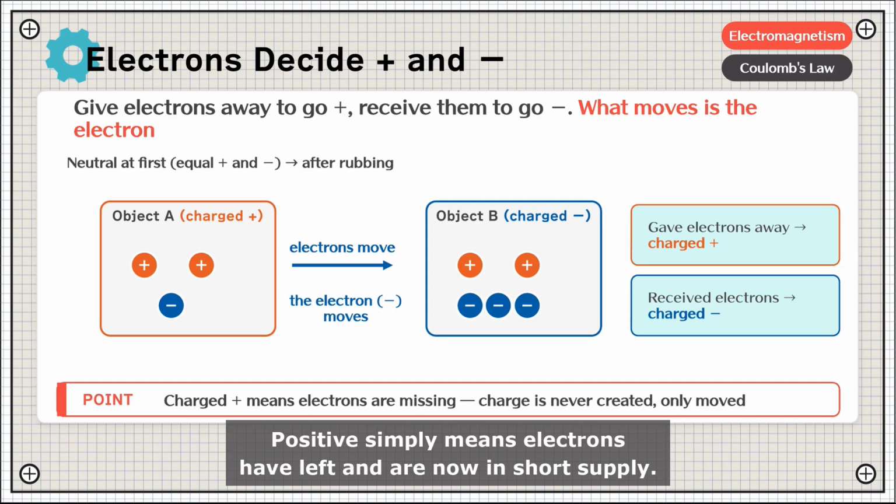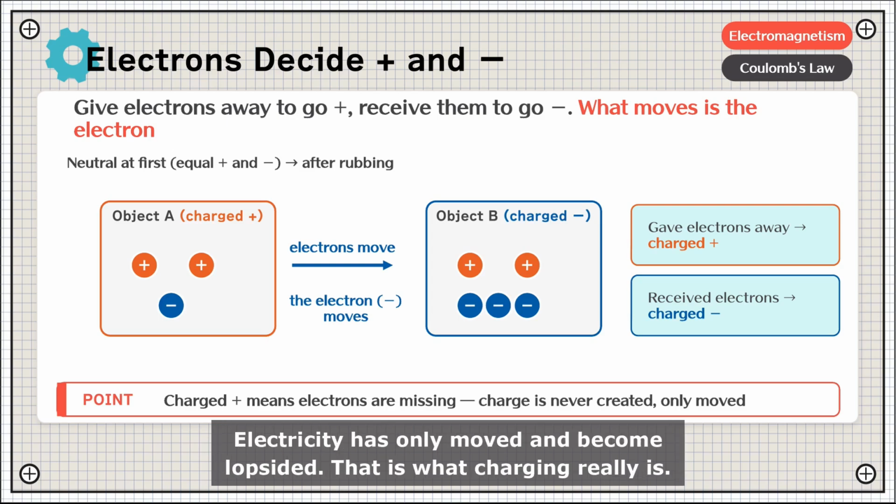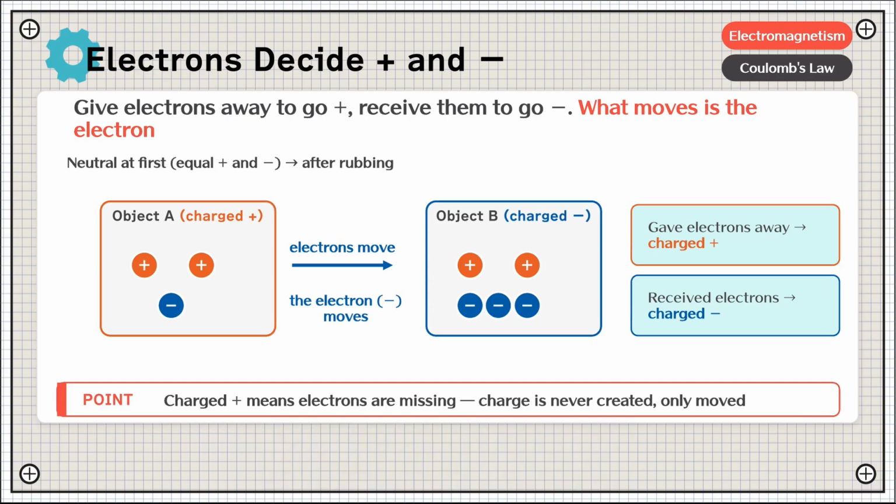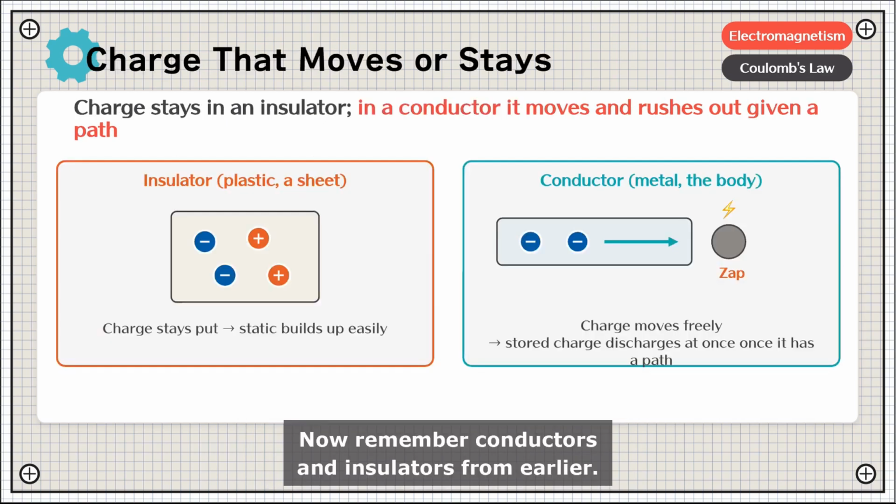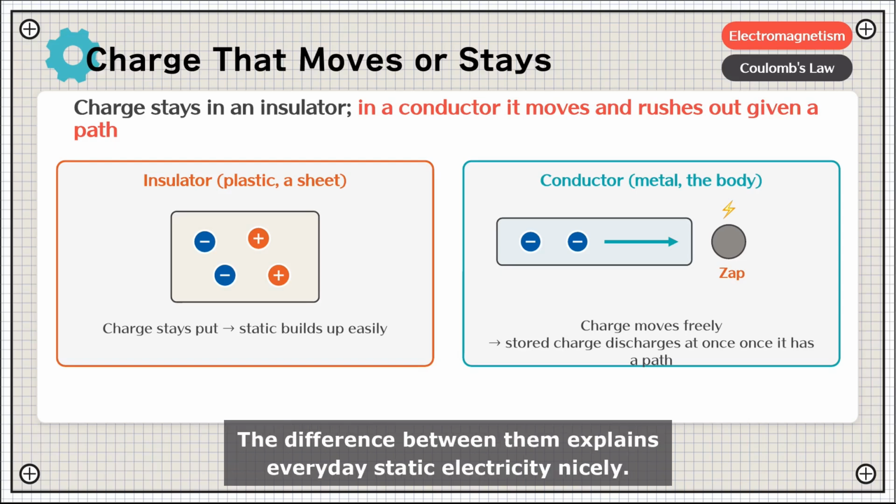Positive simply means the electrons have left and are now in short supply. Electricity has only moved and become lopsided. That is what charging really is. Now remember conductors and insulators from earlier. The difference between them explains everyday static electricity nicely.